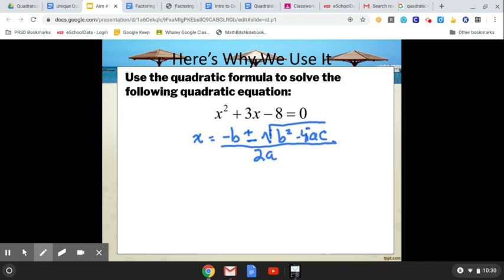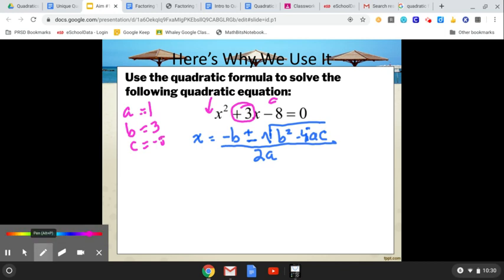Okay. Now I'm going to get a, b, and c from my original equation. A is right here, so that's 1. B is right here, so that's 3. And C is right here at the end. That's negative 8. So now let's substitute all of those numbers in.